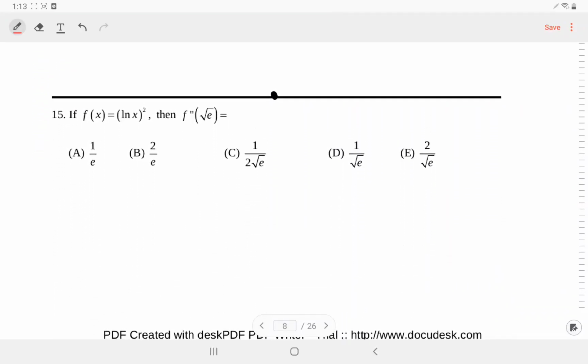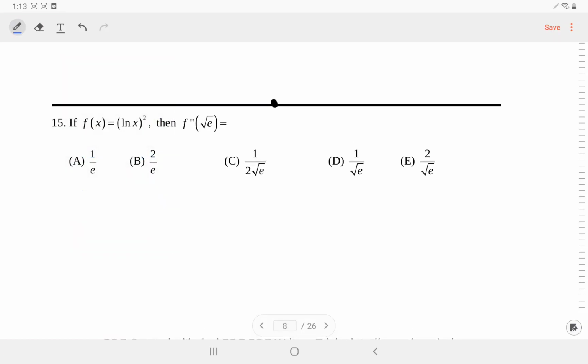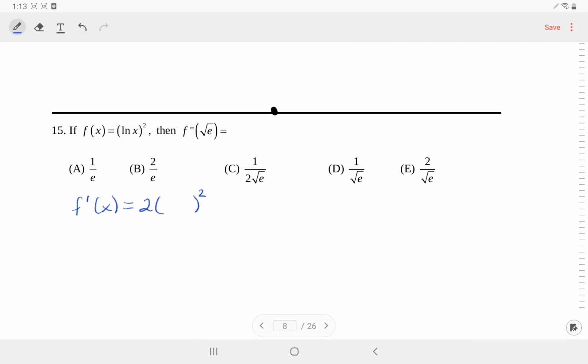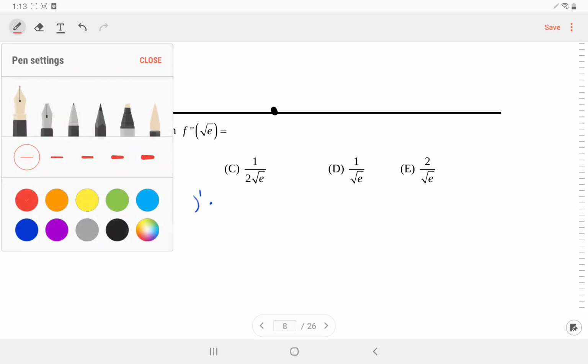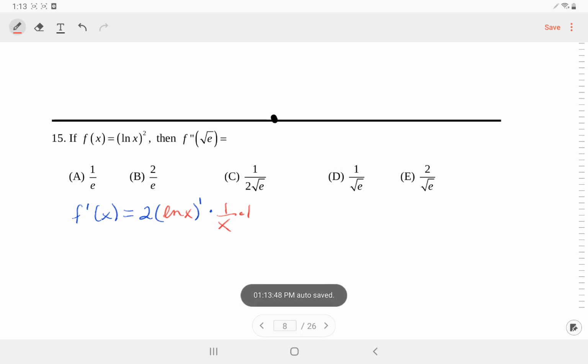Okay, number 15. I kind of like blue. So for number 15, I need to take the derivative. That is the chain rule. So that's the chain rule to the 1, and then you're going to have to multiply it by the derivative of the inside. So you keep the inside the same, and then multiply it by the derivative of the inside. I'd take the derivative of the inside, the ln of x, but that one's not necessary.